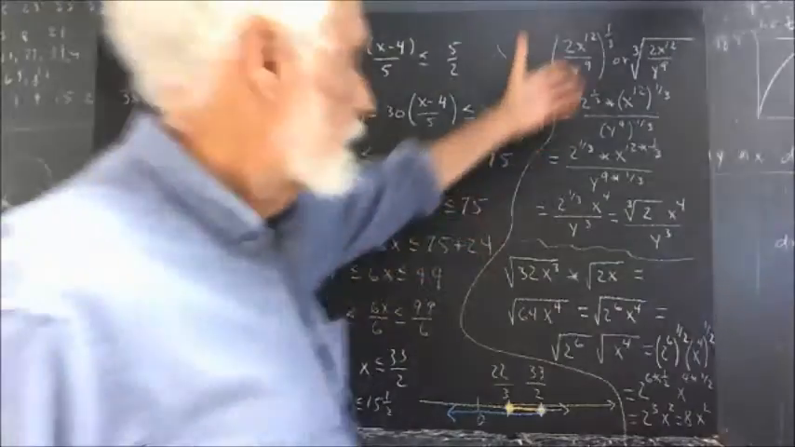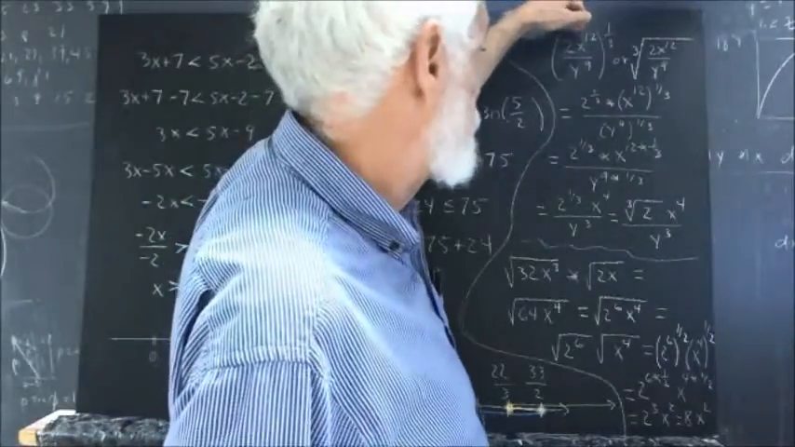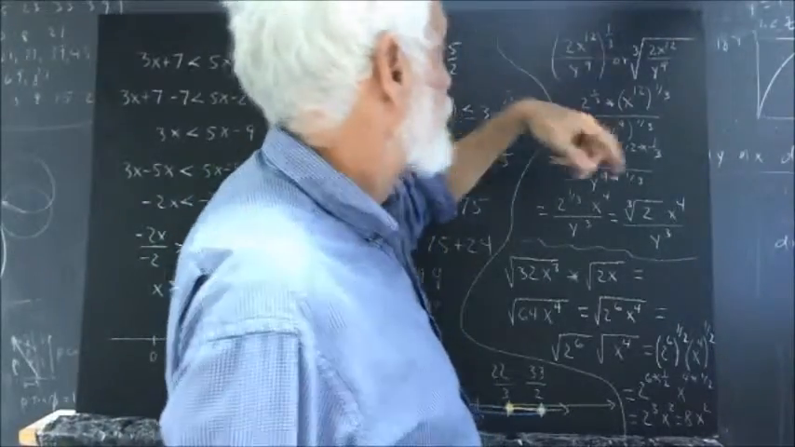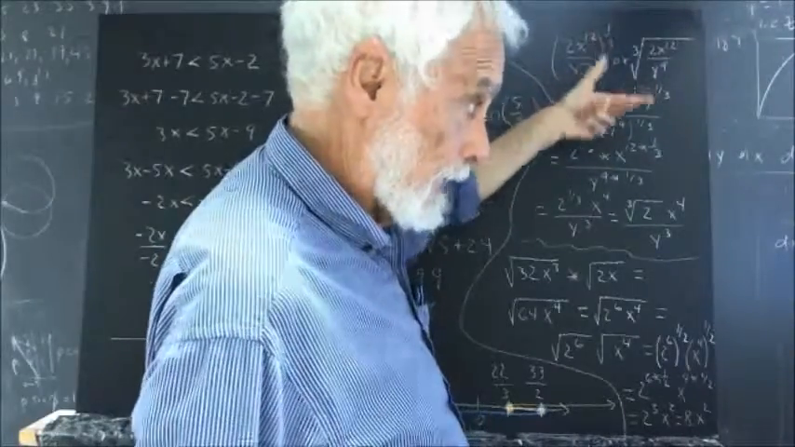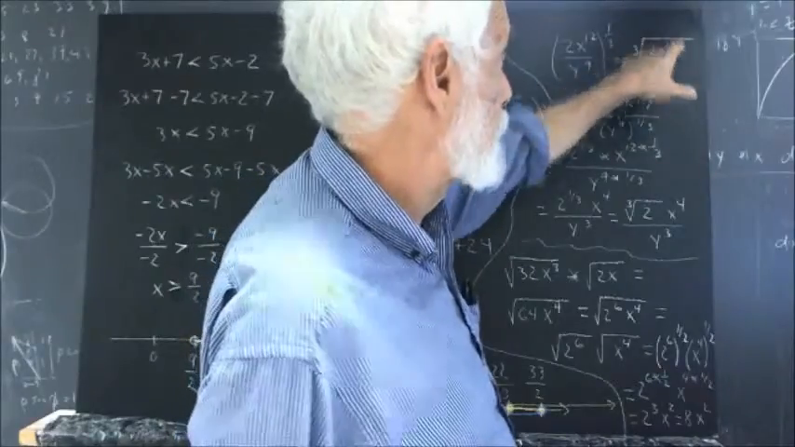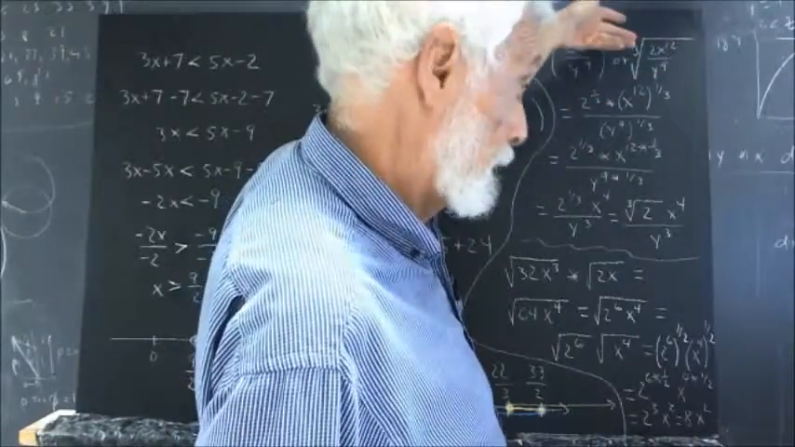We're going to talk a little bit about radicals. We have the quantity 2x to the 12th over y to the 9th raised to the 1/3. Now in radical form, and I couldn't type the radical form, this would be the cube root of 2x to the 12th over y to the 9th, knowing that the 1/3 power is the cube root.